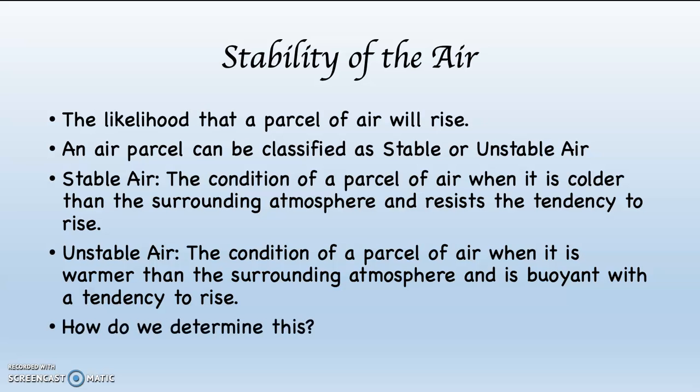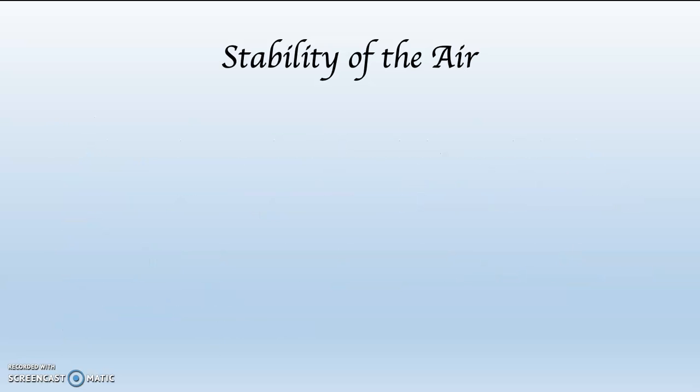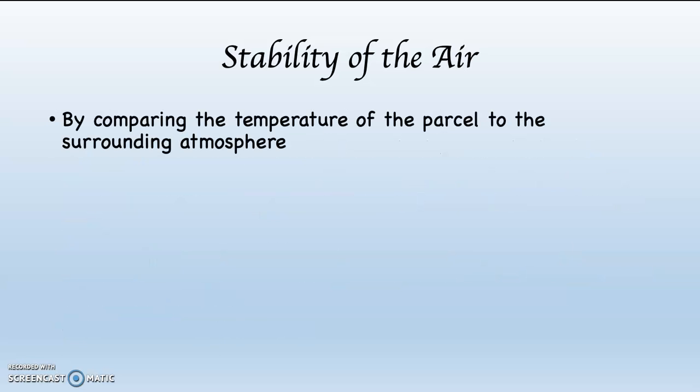How do we determine this? In other words, how do we determine that a parcel of air, a bubble of air that's moving independently through the atmosphere, is stable or unstable? We do it by comparing the temperature of the parcel to the surrounding atmosphere. Now, I know this sounds in some ways counterintuitive, but it's a little bit like this.